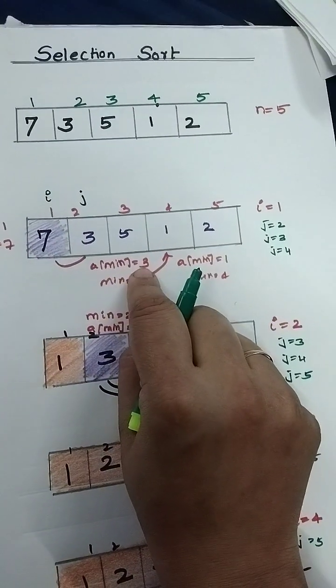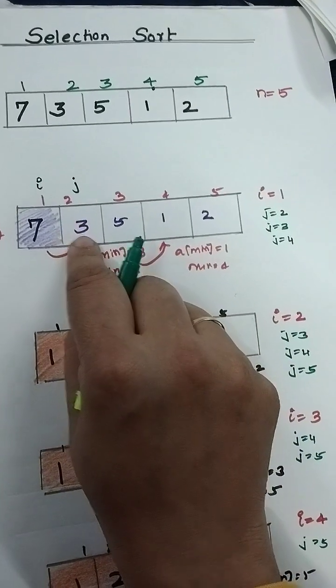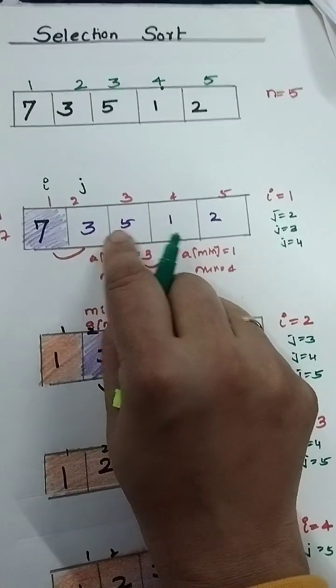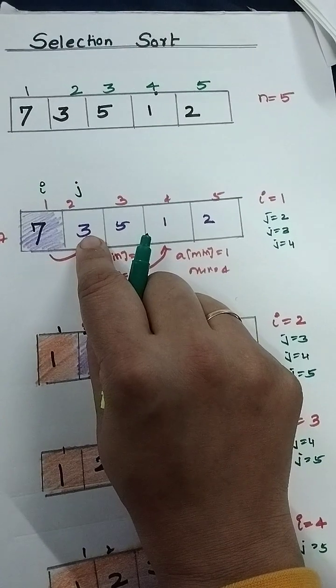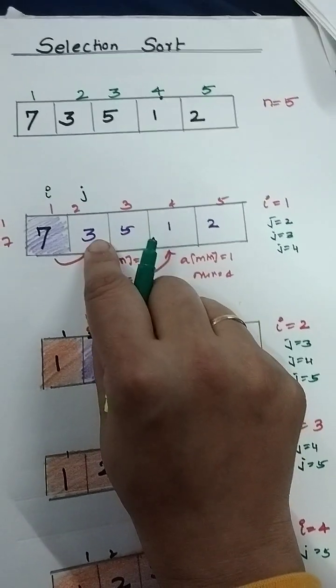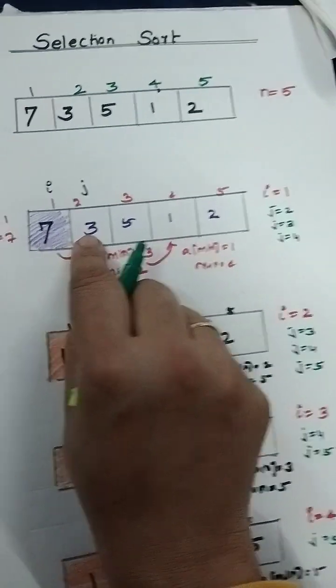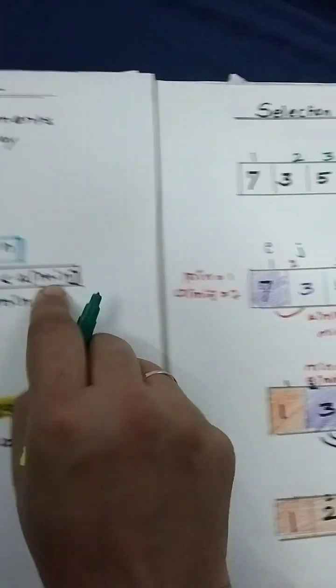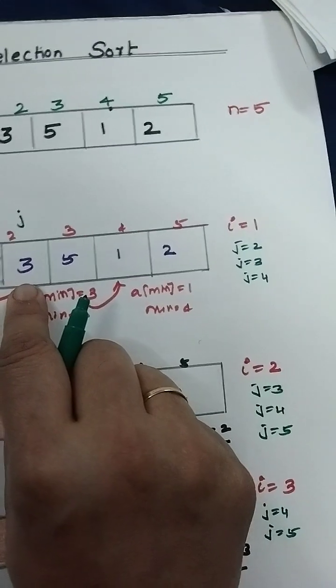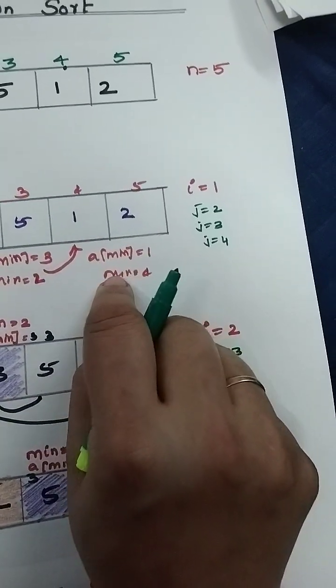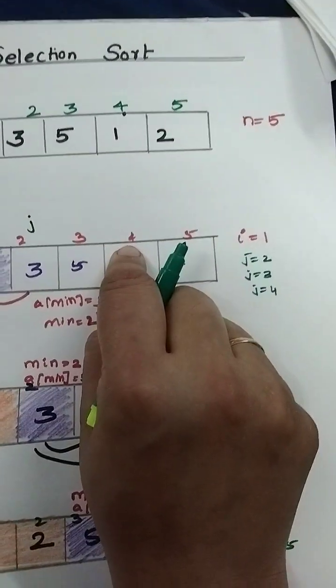Now a of minimum becomes how much? 3. Again 3 is compared with the rest of the a of j elements. 5 is compared with 3, that is a of j. Is 5 less than 3? No. 1 is compared with 3. 1 is less than a of minimum, that is here. a of j is less than a of minimum, means 1 is less than 3, yes. That time you are changing the minimum position. Minimum is equal to j. You are changing the minimum position to j, that is here 4.